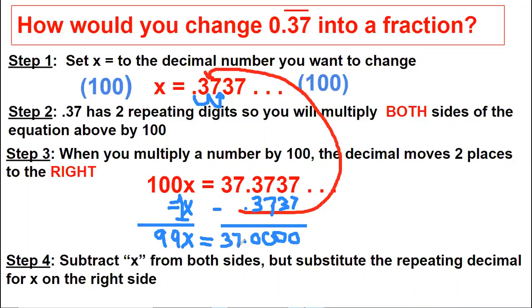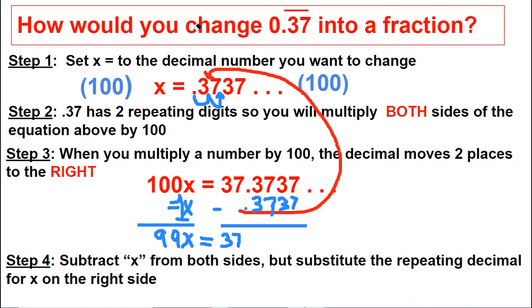So I basically have 37.0000, and if I were to put more 37s going to the right, they would all be zeros. So technically, I could just erase the zeros after the 37 because 37.000 is really just 37. So now I have an equation that I just need to solve. So I have to solve for x because we want to get x equal to a fraction. What do I have to do to get x by itself?